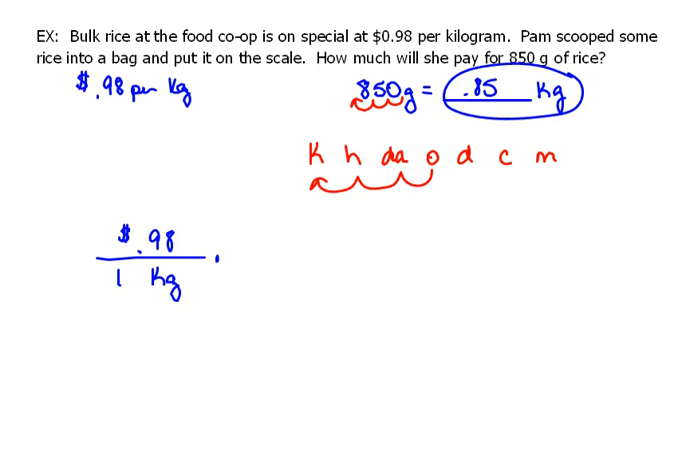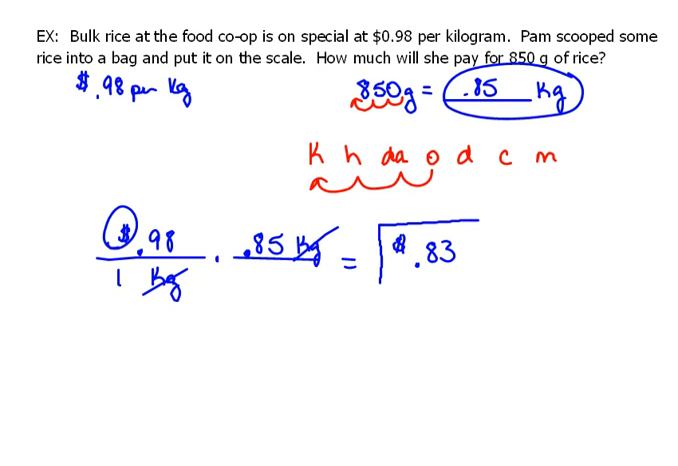Now, if we know that we have 0.85 kilogram, I'm going to put that on top so that my kilograms will cancel. So I have one on top, one on bottom. And now this tells me to multiply. This is why we're multiplying this. And if you multiply 0.98 times 0.85, we get 0.83. So our units here now are in dollars because our kilograms cancel out. That tells us that she's going to be paying 83 cents for that 850 grams of rice.